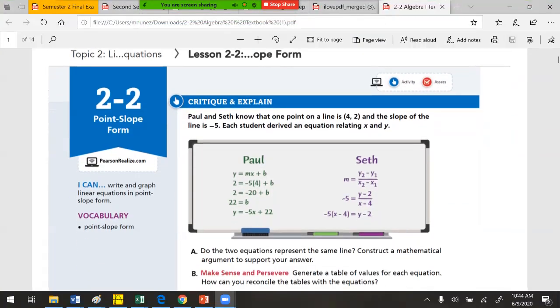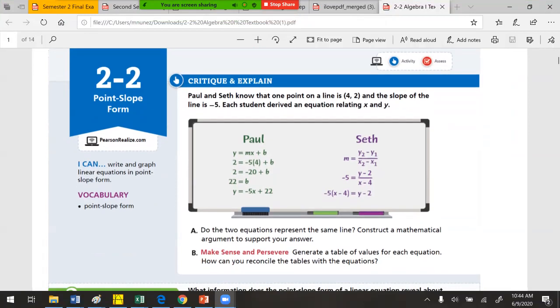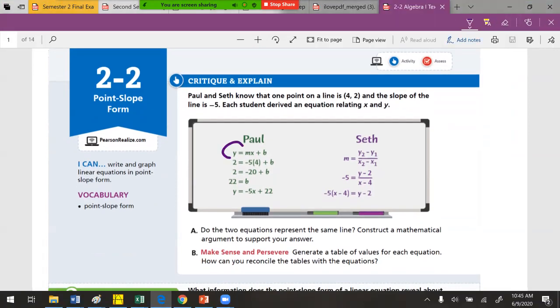Okay, 2-2 point slope form. We talked about slope intercept form, and when we talk about slope intercept form, it was y equals mx plus b. Now, notice this right there, what I just circled. They're actually written in two different ways when we find our slope and our y-intercept and all that fun stuff.